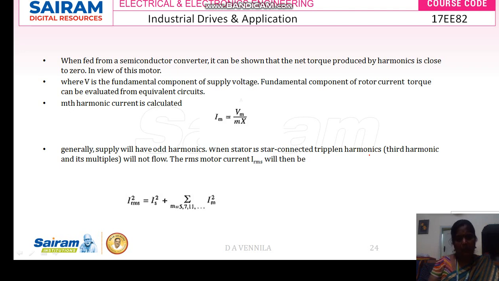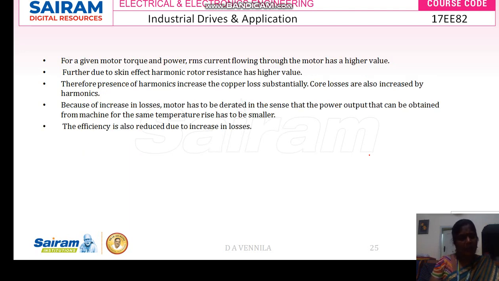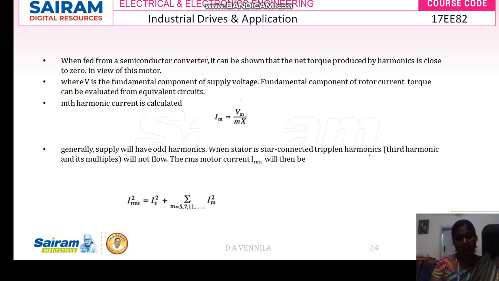So IRMS squared is equal to IA squared plus, in this case, the third order as well. In the star case you have only 5th order, 7th order, but when the stator is delta connected with triplen harmonics, the third order harmonics will also be included.